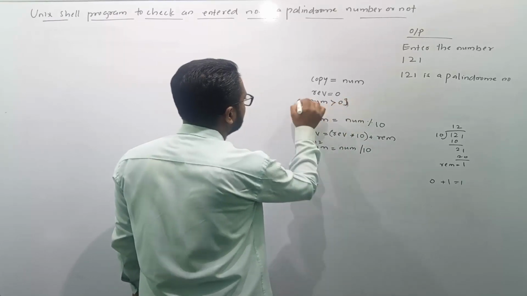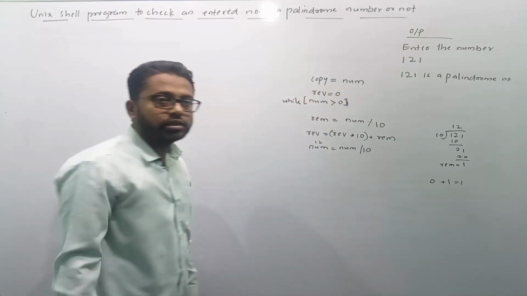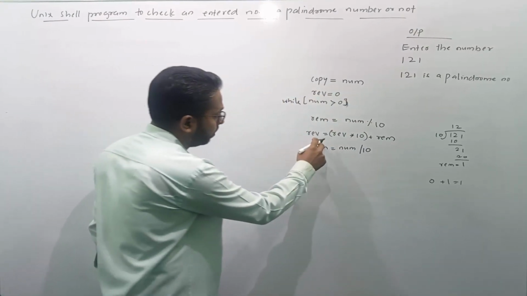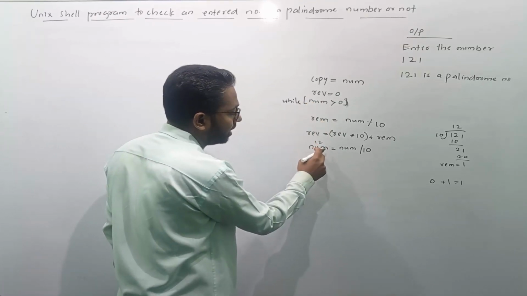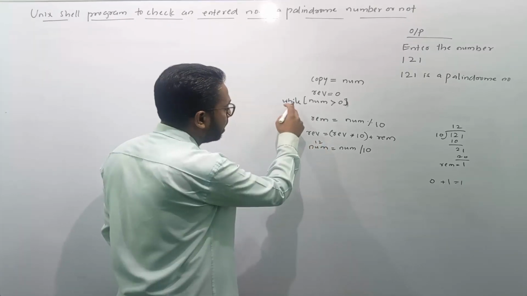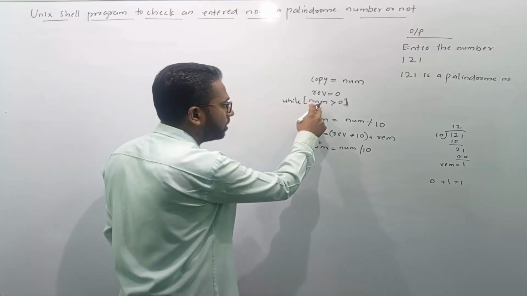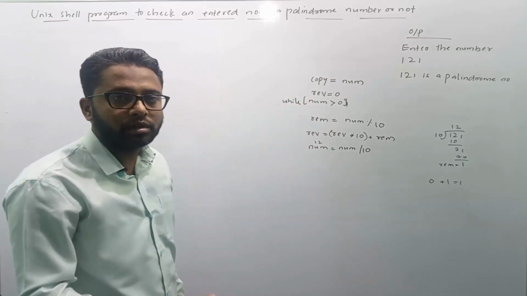Okay, while num value is greater than 0. Okay, now 12 is greater than 0, control comes here. So here we have got 12 stored inside num, which is our new value of num. Then that value gets passed again to the while loop, where we are checking this condition. 12 is greater than 0, yes, the condition becomes true.